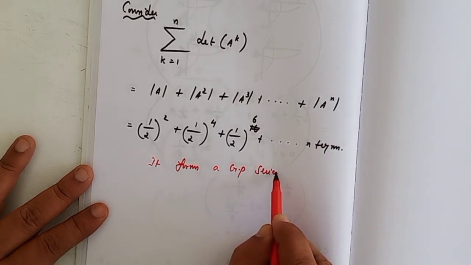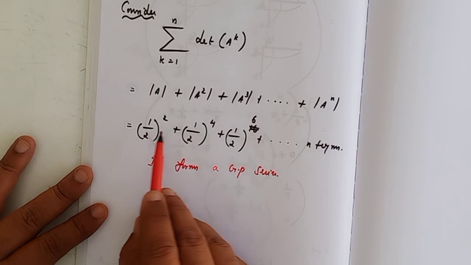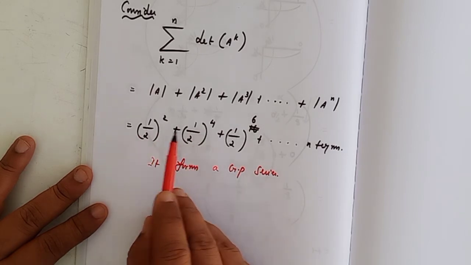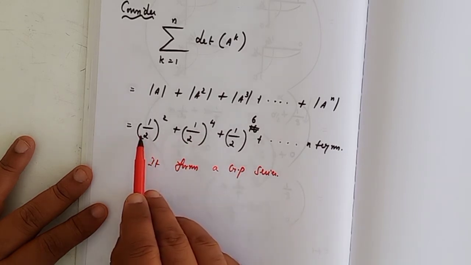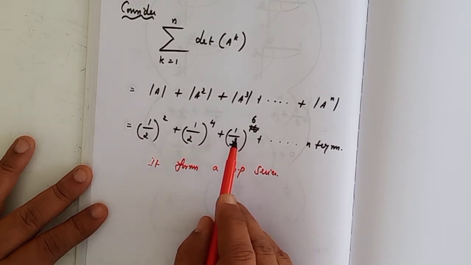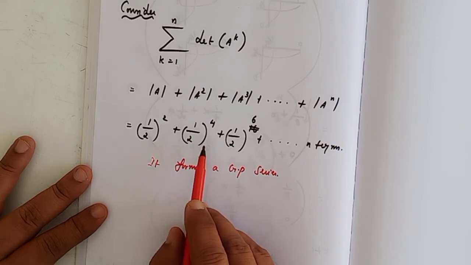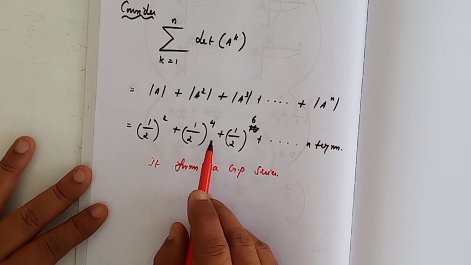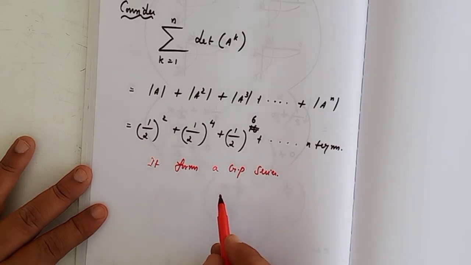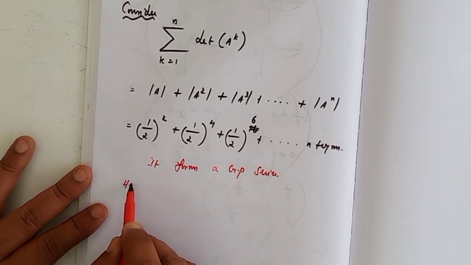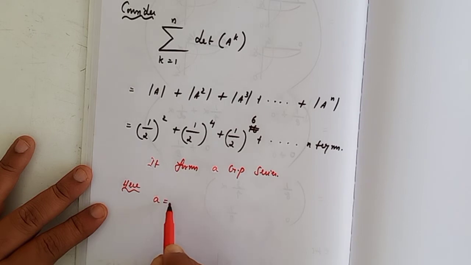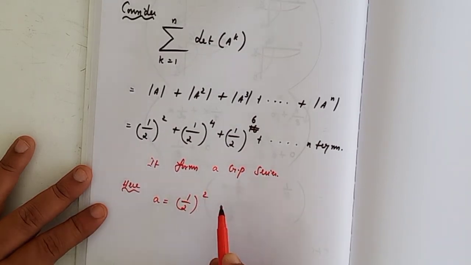series. Look at that, second term by first term, that is 1 by 2 power 4 divided by 1 by 2 power 2, that is 1 by 2 power 2. Even if we divide third term by second term, we will be getting 1 by 2 power 2. So since T2 by T1 and T3 by T2 are equal, it is a GP only. Here A is the first term. What is the first term? 1 by 2 the whole square, that is 1 by 4.